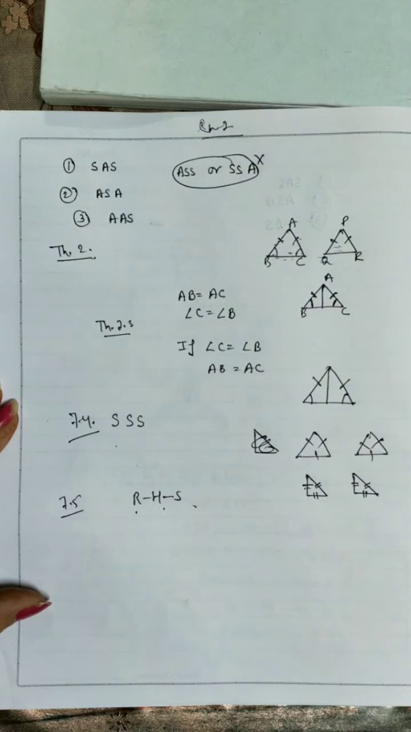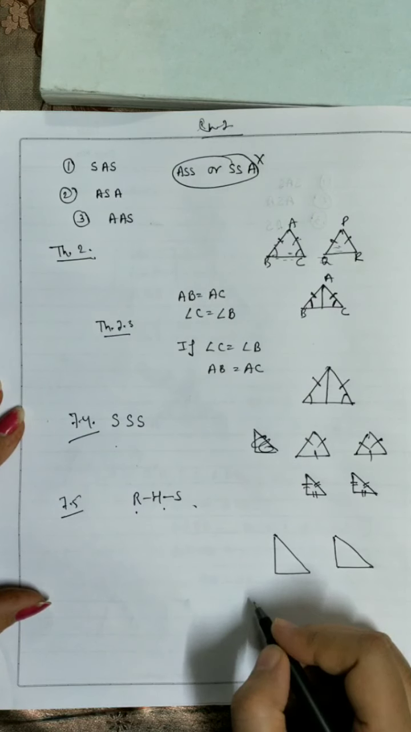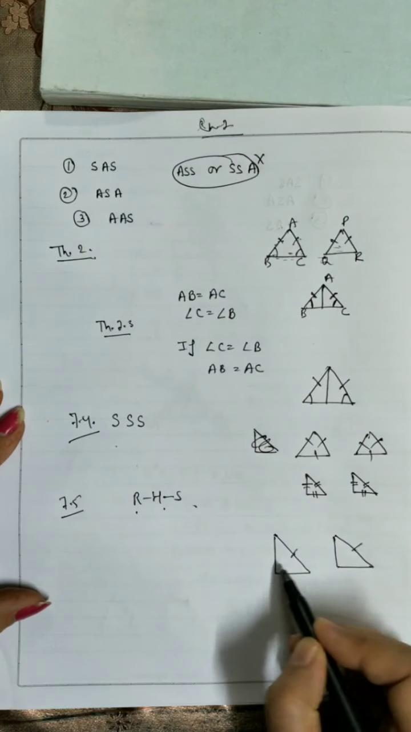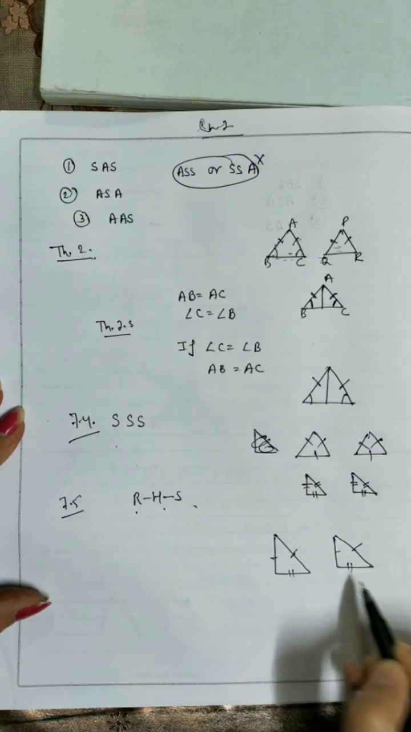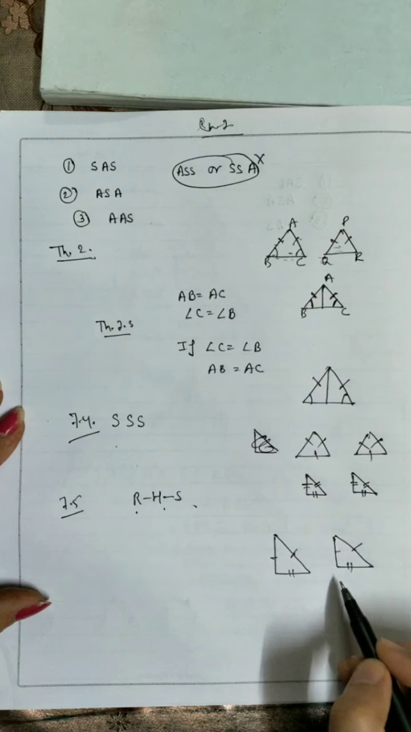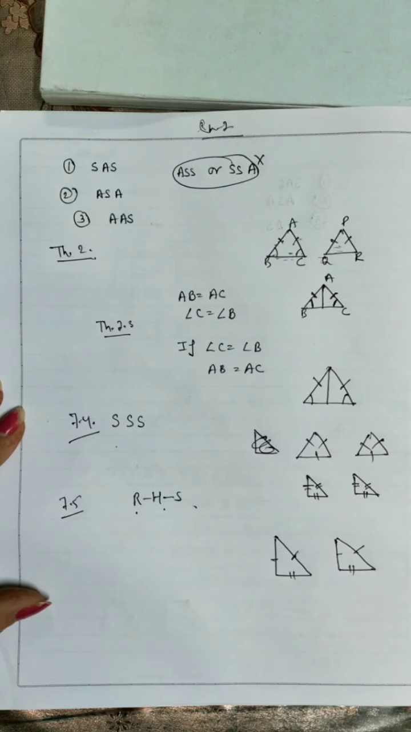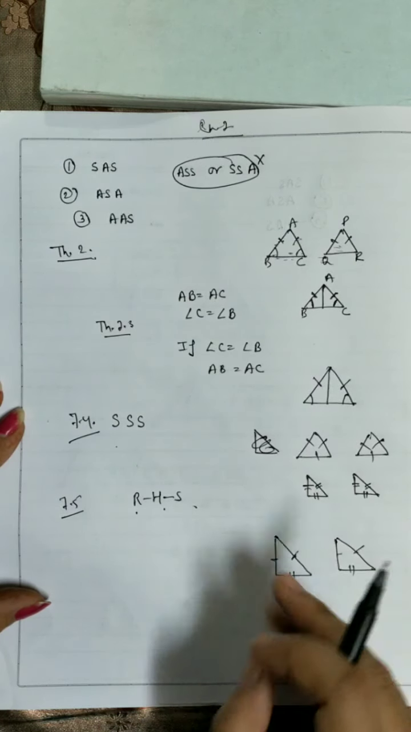Suppose you draw two triangles like this. In two triangles, if the hypotenuse and one side are equal to those of the other triangle, then the remaining side will also be equal, because we are talking about right triangles, with perpendicular, base and hypotenuse. So if in two right triangles the hypotenuse and one side of one triangle are equal to the hypotenuse and one side of the other triangle, then the two triangles are congruent.